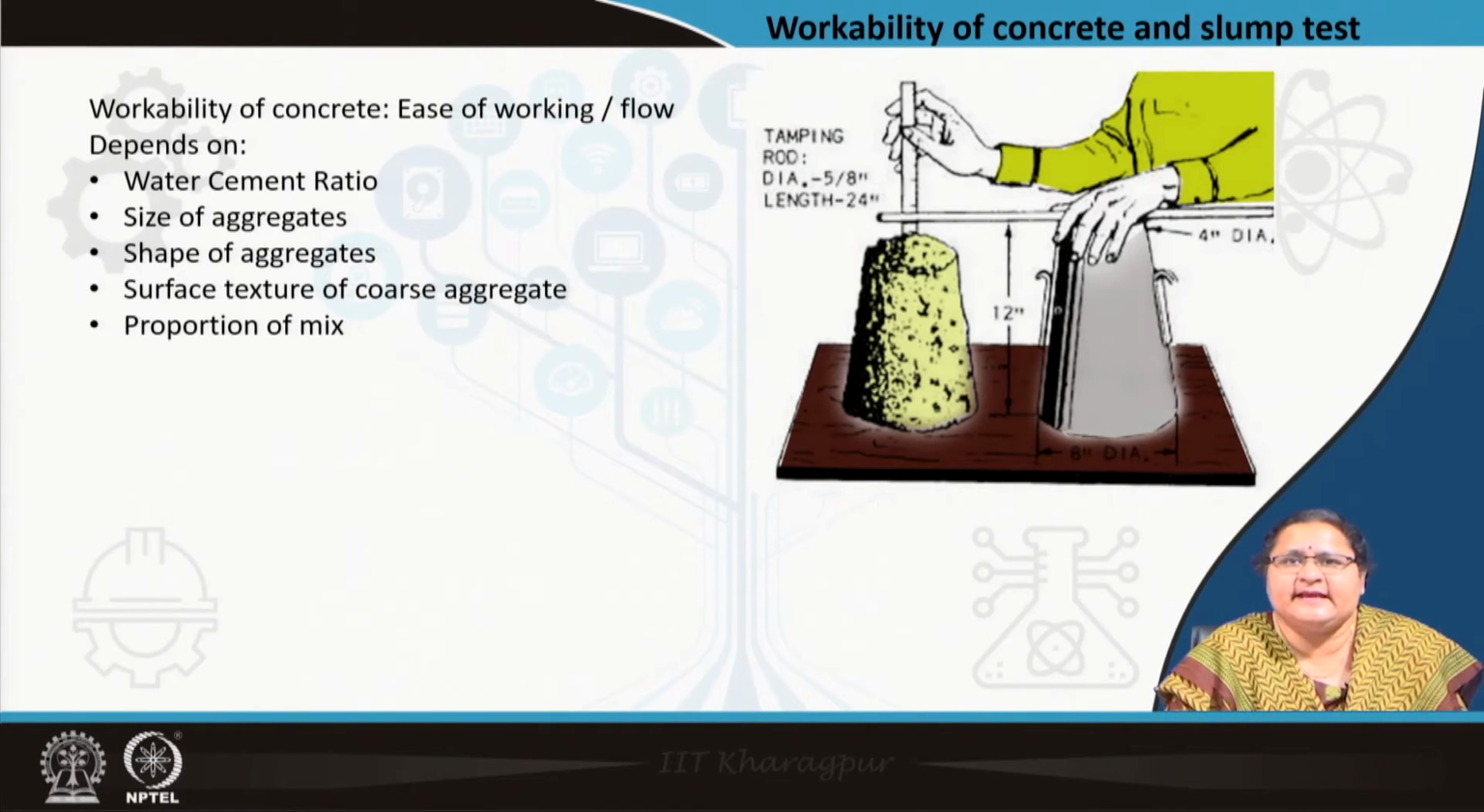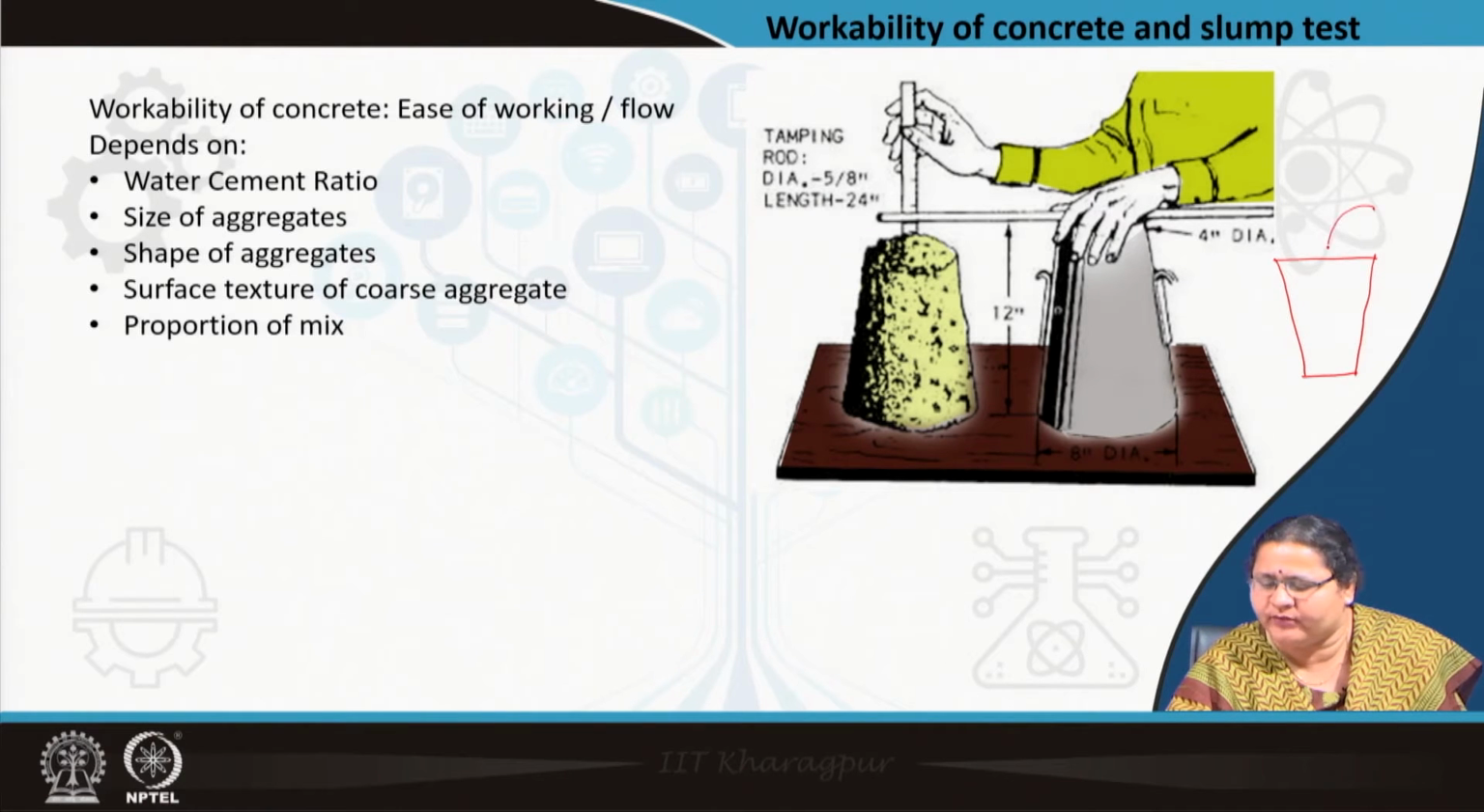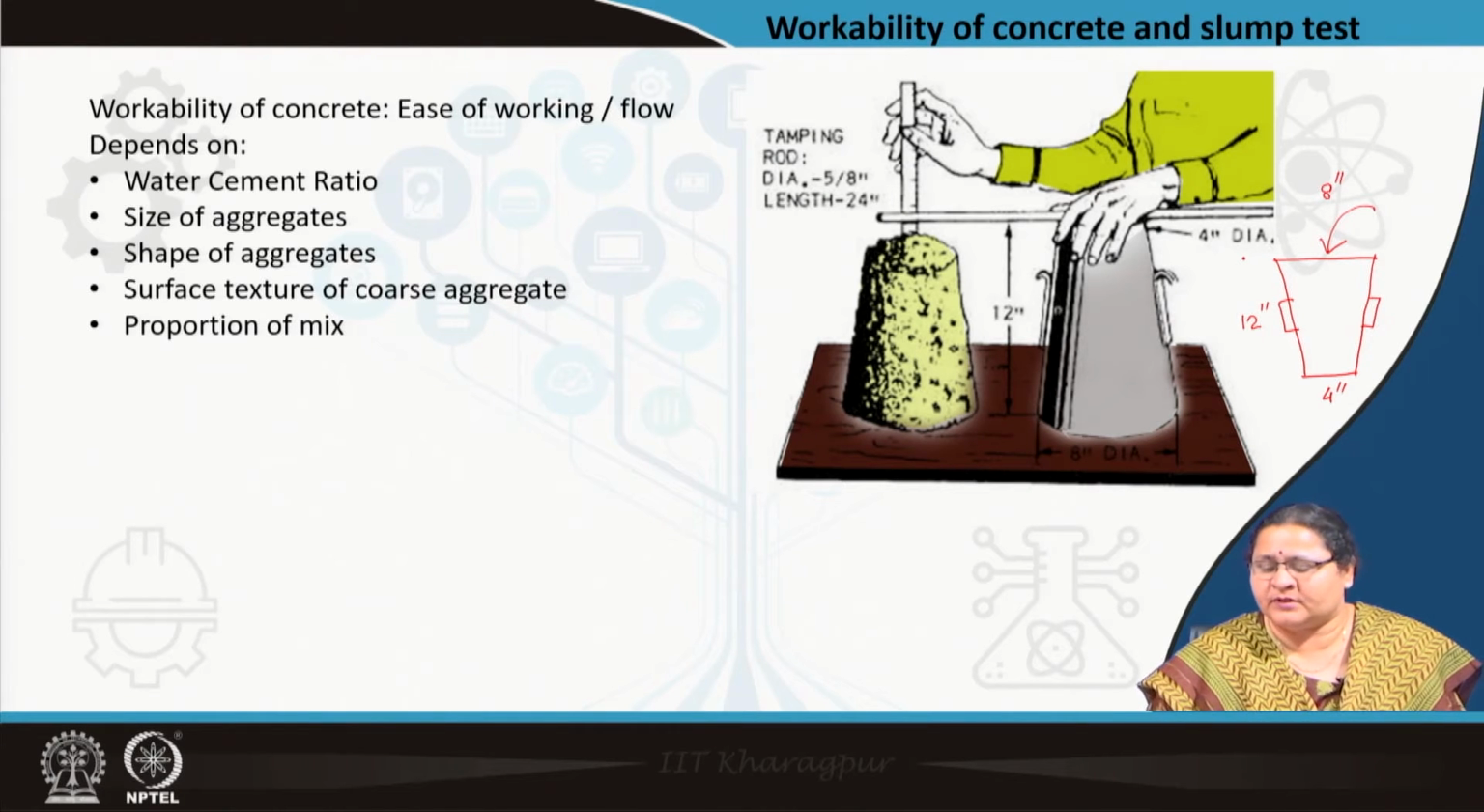So, it is the test of how to check the workability of concrete. Here you see there is a supporting jar. You can see this jar, which is open on this side, where you have poured the concrete. It has two supports, and it has a fixed dimension. This is 8 inch, this is 4 inch, and the whole thing is 12 inch. So that is 1 foot in height.